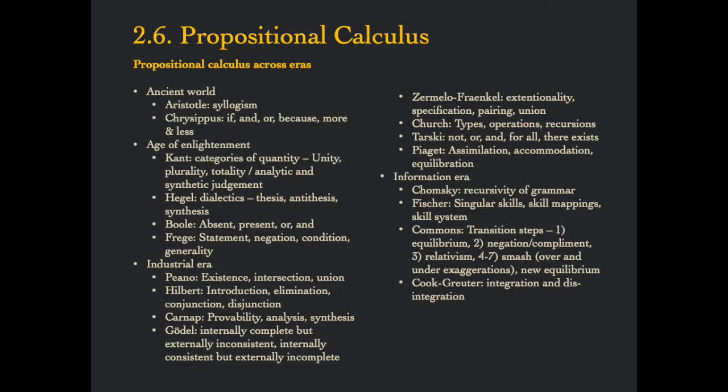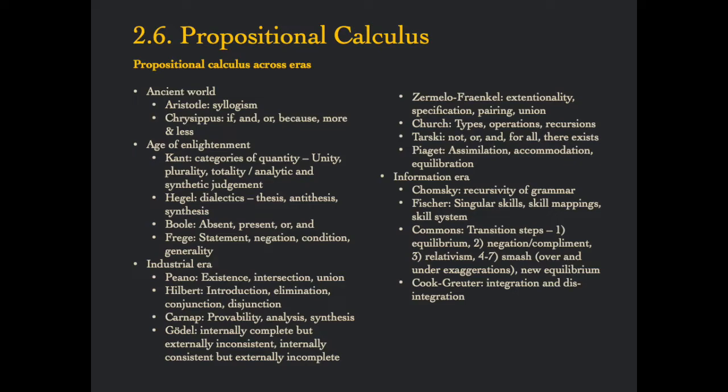And then we have Hilbert's introduction, elimination, conjunction, and disjunction. So introduction, you have a static element that is introduced, and then you have elimination, the negation aspect, which can only happen by relating things to each other through conjunction or disjunction. And conjunction is the forward direction of computation, and disjunction is the backwards direction of computation. Conjunction conjoins things together, and disjunction disjoints things into components.